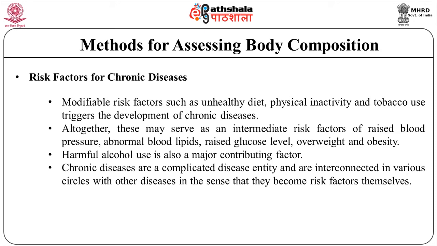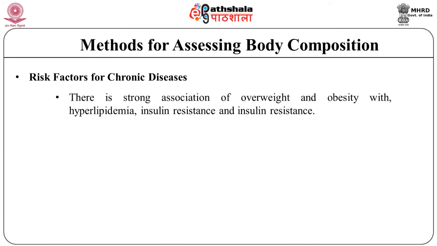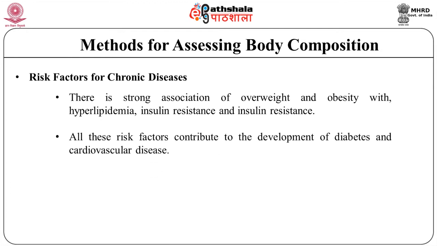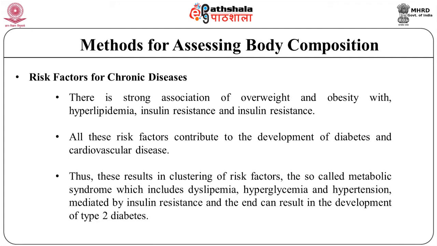Chronic diseases are a complicated disease entity and are interconnected in various circles with other diseases in the sense that they become risk factors themselves. For example, there is a strong association of overweight and obesity with hyperlipidemia and insulin resistance. All these risk factors contribute to the development of diabetes and cardiovascular disease. Thus, this results in clustering of risk factors, the so-called metabolic syndrome, which includes dyslipidemia, hyperglycemia and hypertension mediated by insulin resistance, and in the end can result in the development of type 2 diabetes.